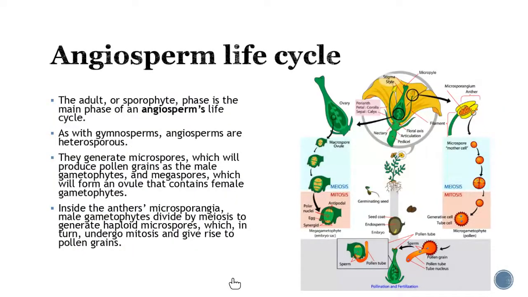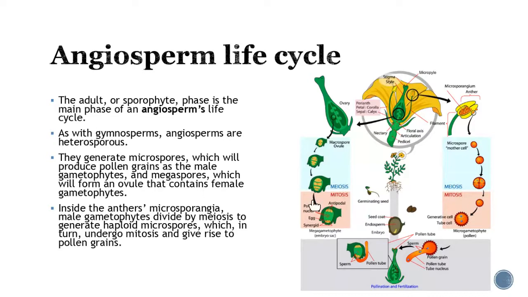So here's the life cycle. Don't be too scared of it. I know it looks kind of scary, but it's really not too complicated. It does get a little juicy right here, but don't worry. I'm not going to ask specific questions off that. Now, the adult, or the sporophyte, is the main phase of the angiosperm's life cycle. As with gymnosperms, the previous lecture, angiosperms are heterosporous, so you can have both the male and the female part. Now, they're going to generate what we call microspores, which are going to produce the pollen grains, which are the male gametophytes, and megaspores, which will form the ovule, which will be the female gametophytes.